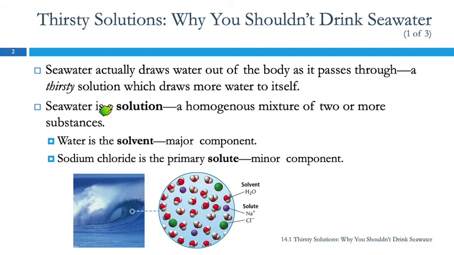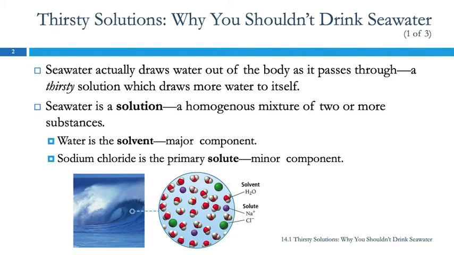So, seawater is a solution. We've been dealing with solutions all semester, but we've never really talked about exactly what they are. So a solution is a homogeneous mixture of two or more substances. So in seawater, water is the solvent, the major component, and sodium chloride is the primary solute. There are a lot of other solutes in there besides sodium chloride.